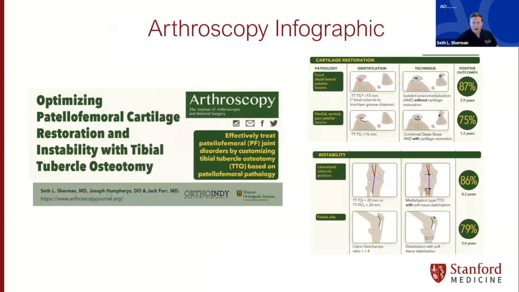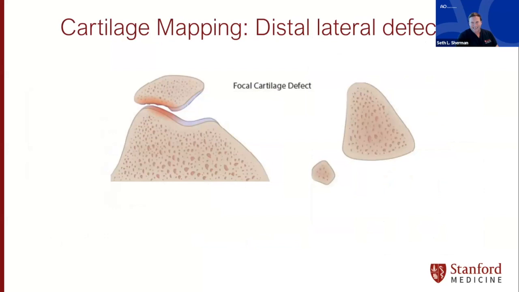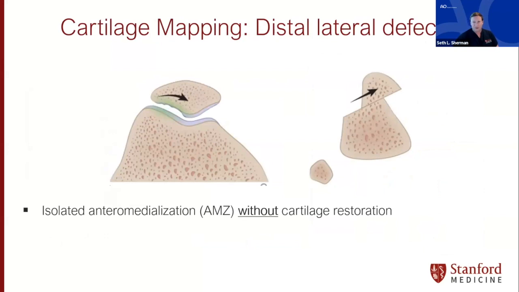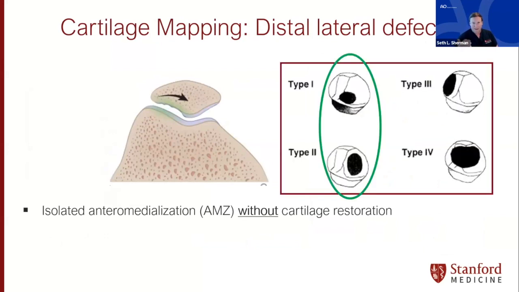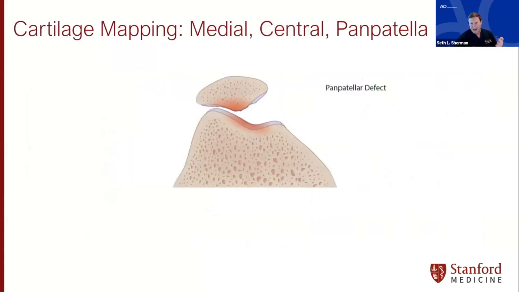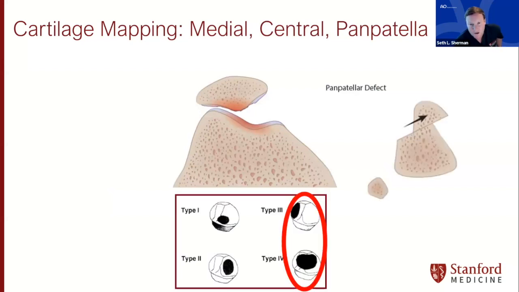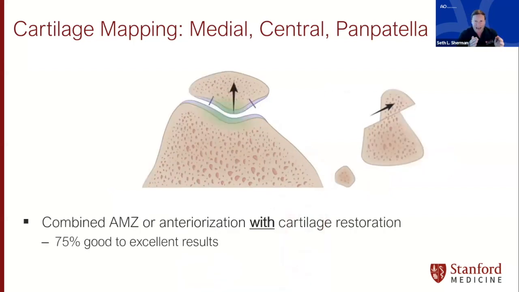So for unloading cartilage, this comes down to mapping where the cartilage damage is. And Jack Farr and I did this infographic that I'll go through. But basically, we can see that if we have these distal lateral defects and malalignment and instability, we can do our anteromedialization, our classic Fulkerson without cartilage restoration, and we can replicate the excellent 87% results that John showed many years ago. However, in the same vein, if we have larger medial, central, panpatella cartilage issues, it's not typically enough just to do the anteromedialization. Those patients actually didn't do as well in John's series and other series. However, if you add cartilage restoration and of course add your soft tissue balancing, then you can get the outcomes up to 75 or 80%.